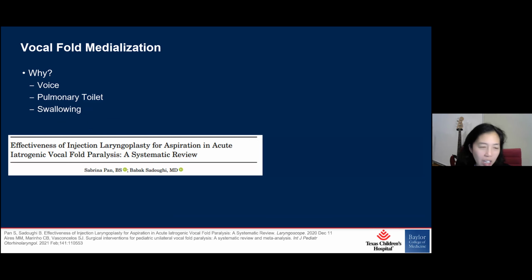So we're still looking at this. I don't know whether it's worth the risk of going back to the OR, or whether we should treat it more with changing flow rates through thickening, nipple sizes, positioning, which is the primary way that we treat our kids with vocal fold paralysis.